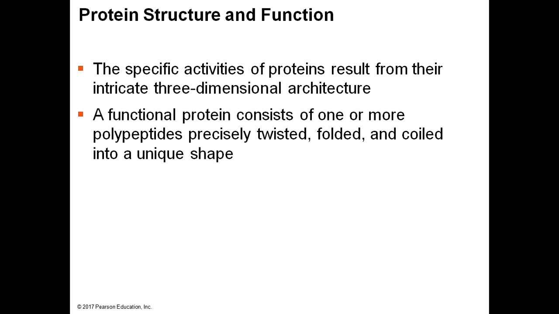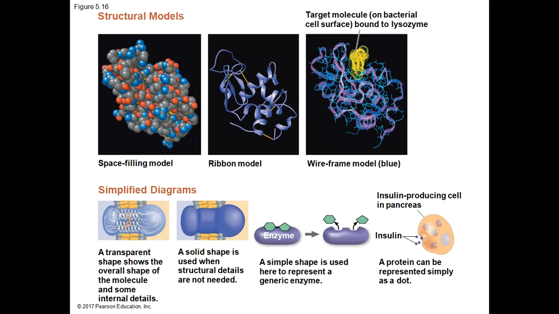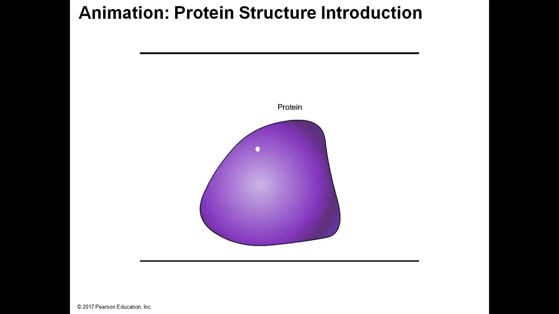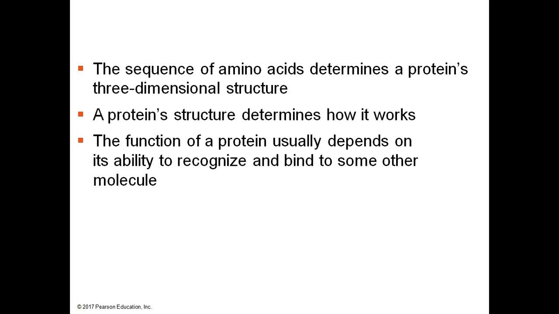Now, the protein structure and function. The specific activities of proteins result from their intricate three-dimensional architecture. A functional protein consists of one or more polypeptides precisely twisted, folded, and coiled into a unique shape. So here you can see different depictions of how a molecule may be folded. We're going to talk about folding here a little bit more in detail in a second.